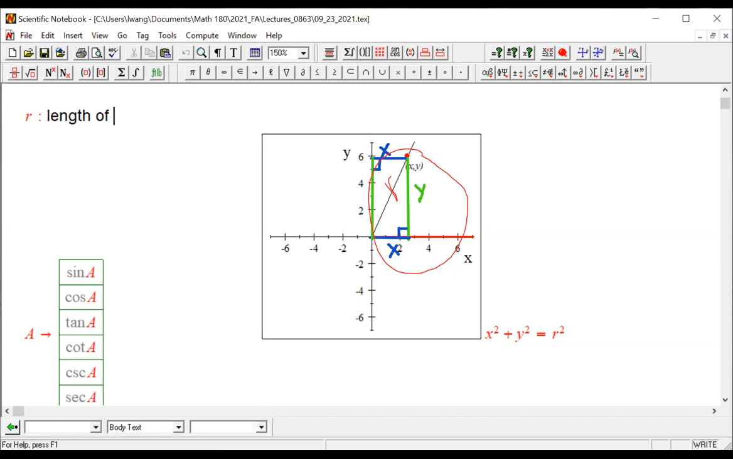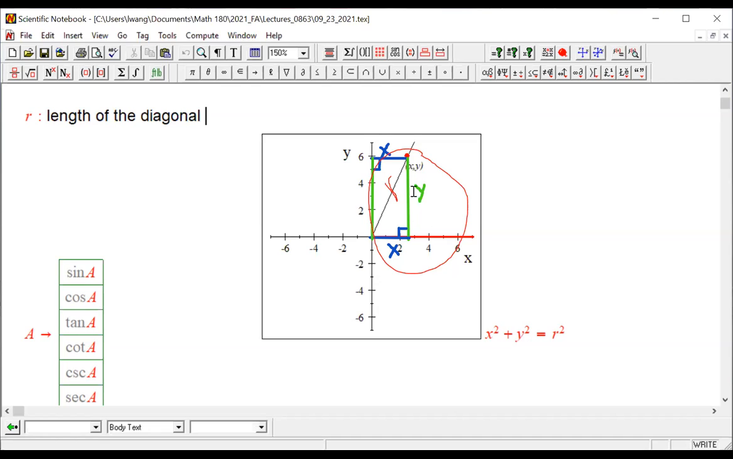Are you guys with me? R is a diagonal. It's the length of the diagonal. You guys know what a diagonal is? Is that the right spelling? Diagonal. Yeah, that's the right spelling. So R is not a reference angle. It's the length of the diagonal.